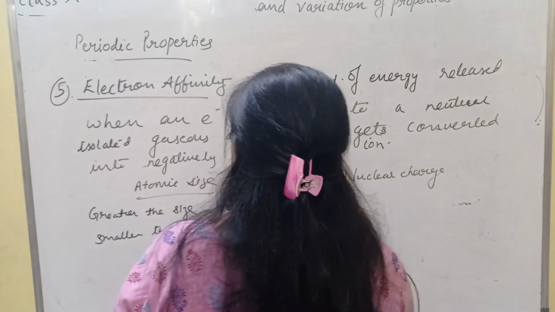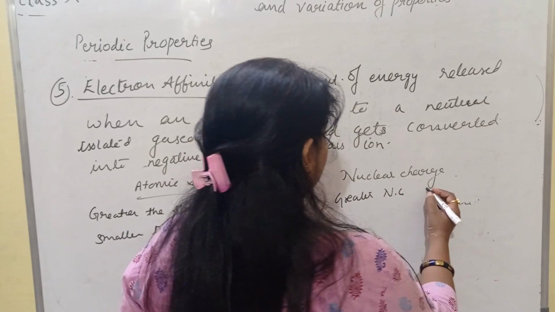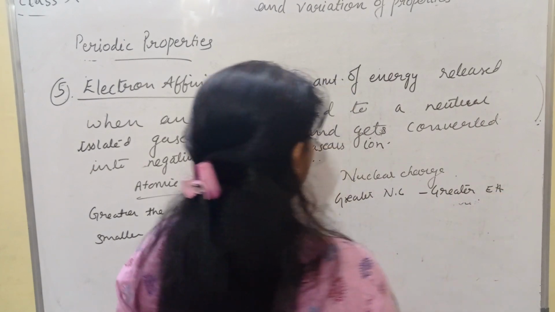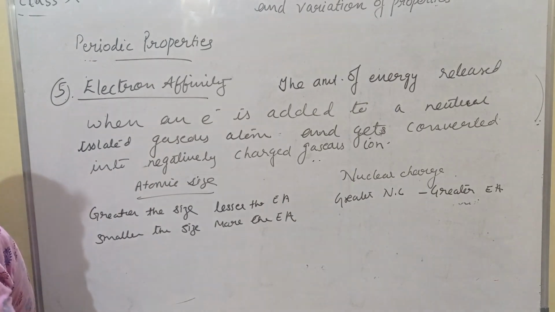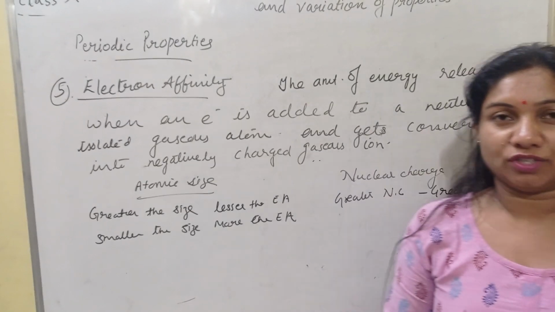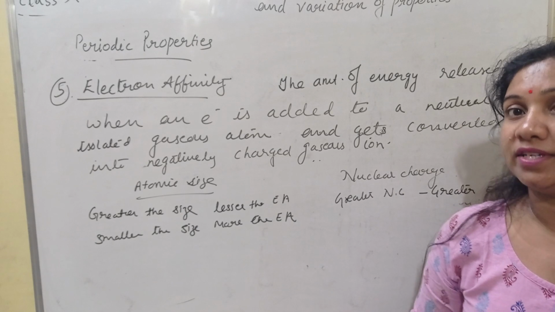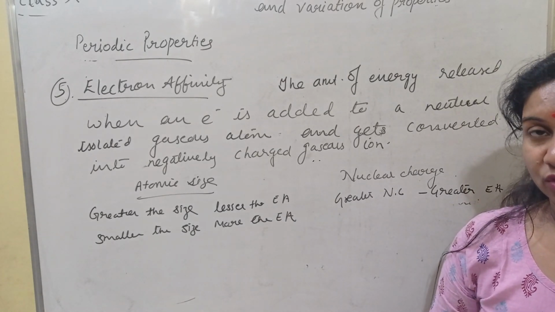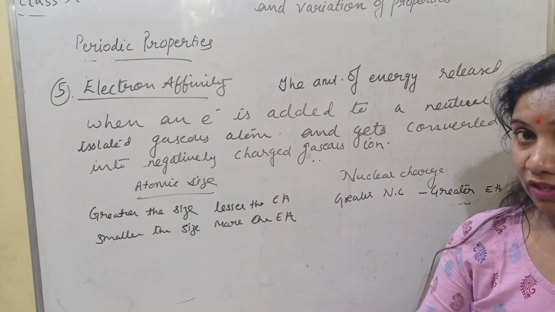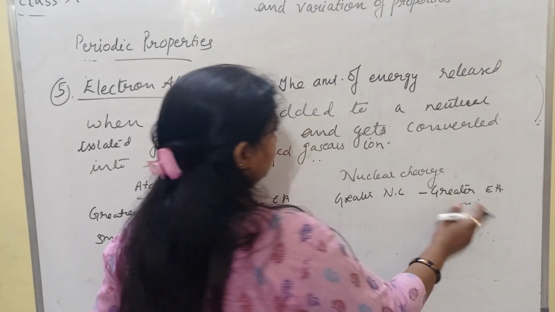Nuclear charge, greater the nuclear charge, greater electron affinity. Why? Because it will pull the electron towards itself. So it will accept electron easily. If nuclear charge is more, it will attract the electron towards itself. So the addition of electron will become easier. But that is not the case when nuclear charge is less. If nuclear charge is less, there will be no attraction, and it favors the removal of electron, not the acceptance. Okay, so the greater the nuclear charge, greater is the electron affinity.